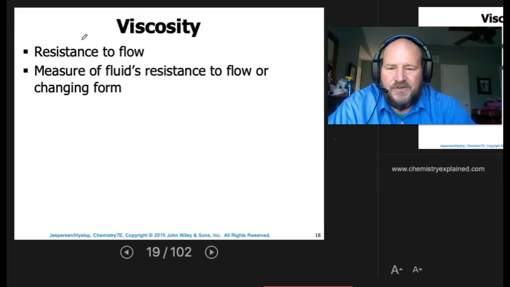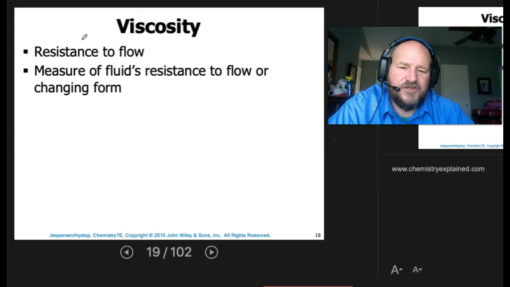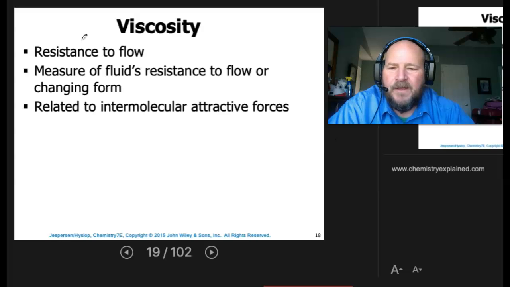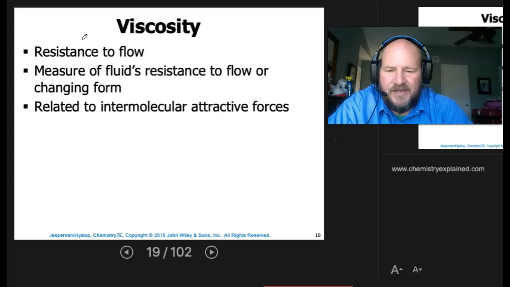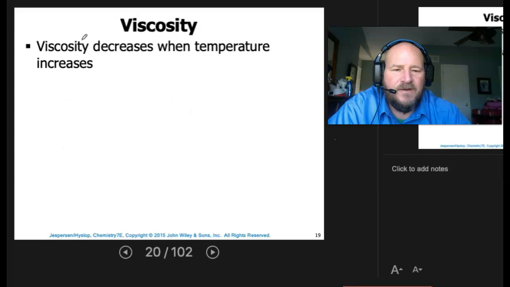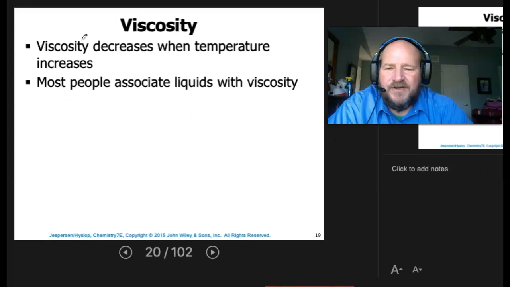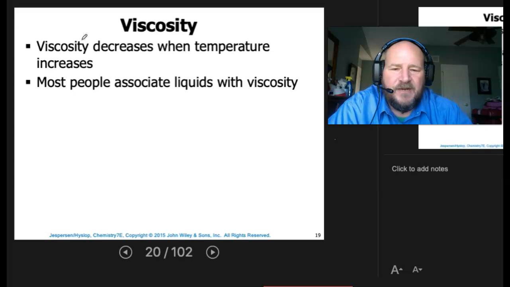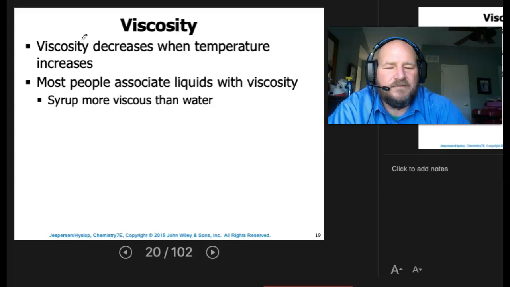Viscosity is a measure of a fluid's resistance to flow or changing form. So as it changes form between physical states, its viscosity will also change. The viscosity is proportional to the intermolecular attractive forces. Okay, so it's going to depend on how molecules in a substance interact with each other. The viscosity will decrease when the temperature increases. Most people associate liquids with viscosity. For instance, syrup is more viscous than water.